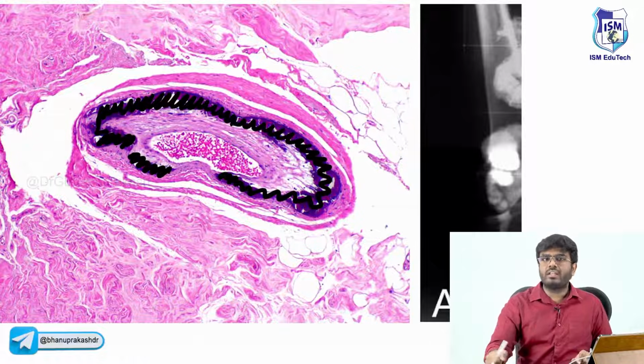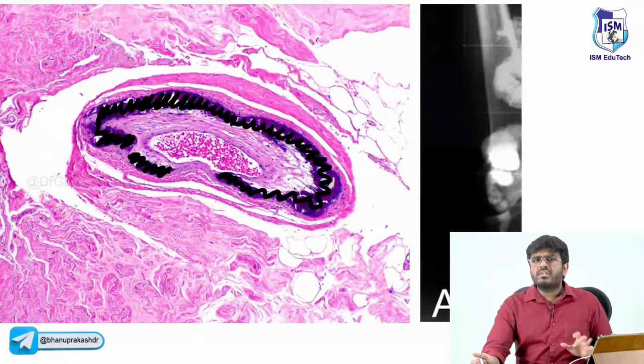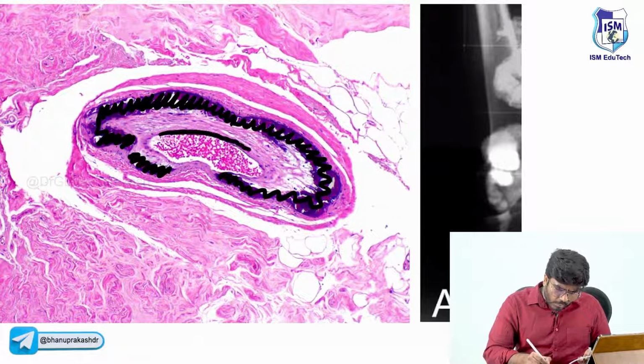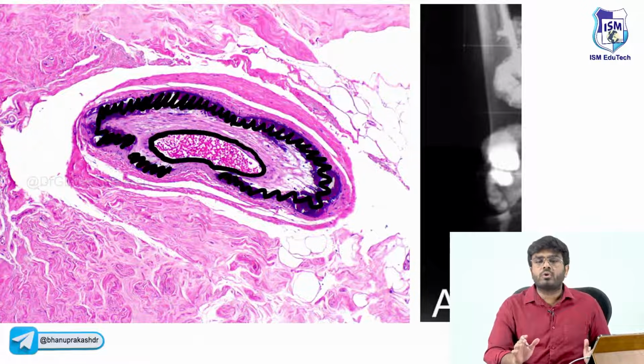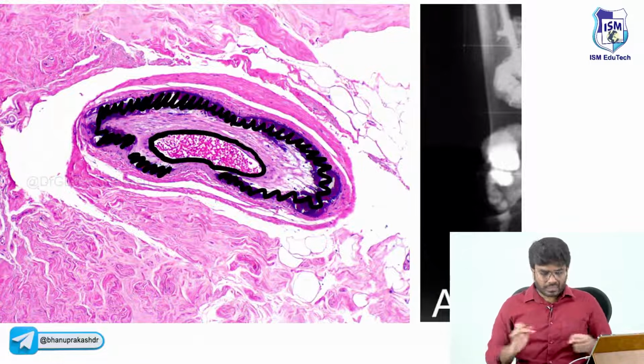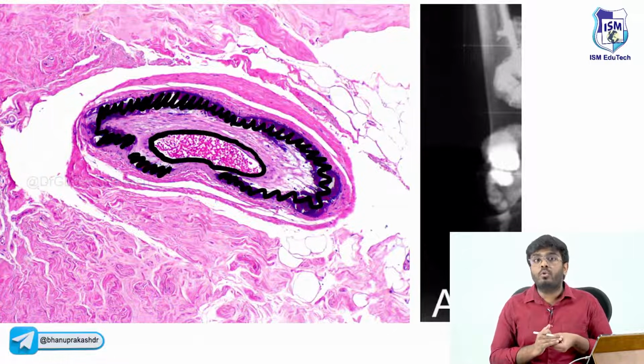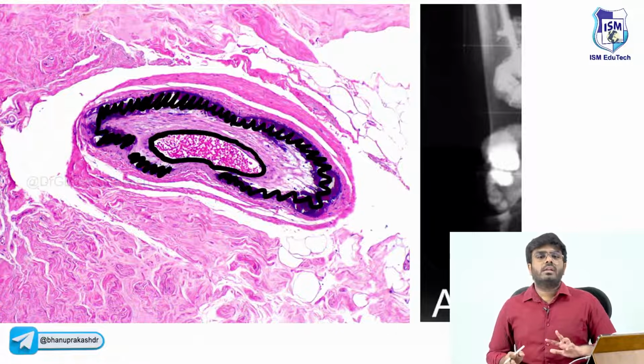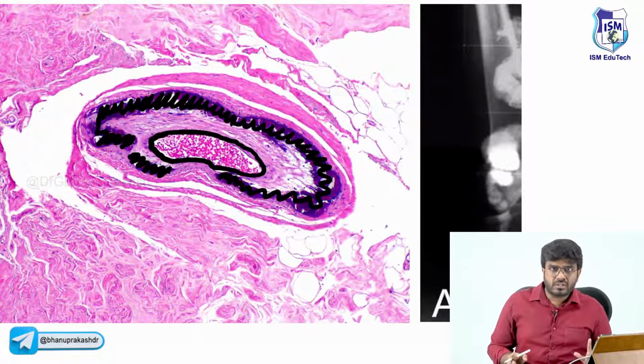Which layer is getting involved? The tunica media is getting involved. If the tunica media is involved, will there be any problem for the normal lumen? The normal lumen diameter is not going to be compromised. The normal lumen is going to stay normal. The lumen is not going to be occluded. So it's not a severe condition.